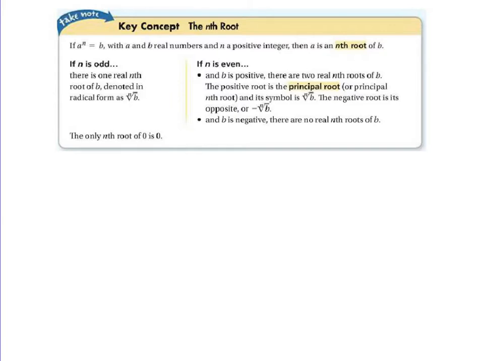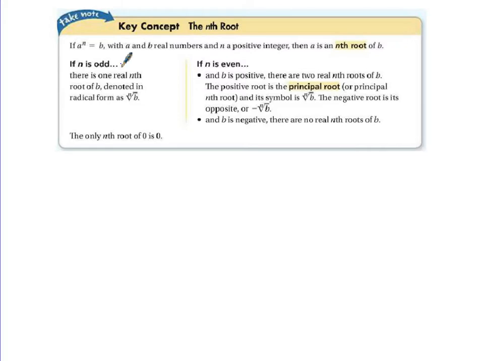This is your key concept right here. It's restating what I've already talked about a little bit. If a to the n equals b, with a and b real numbers and n is a positive integer, then a is an nth root of b. If 2 to the third equals 8, then that means that 2 is a third root of 8. That's what you just learned. This is just coming straight out of the book, so you can see that I'm not crazy.